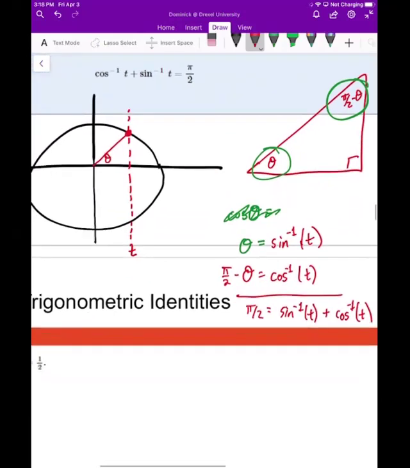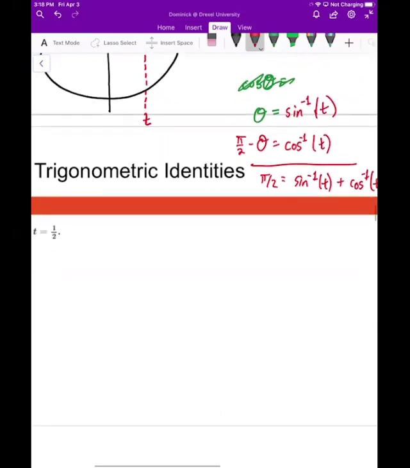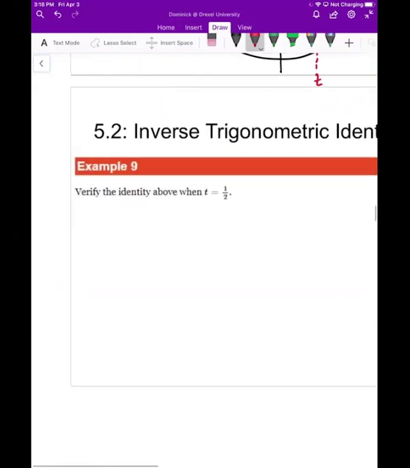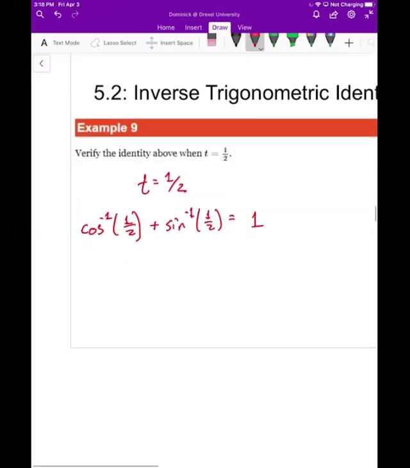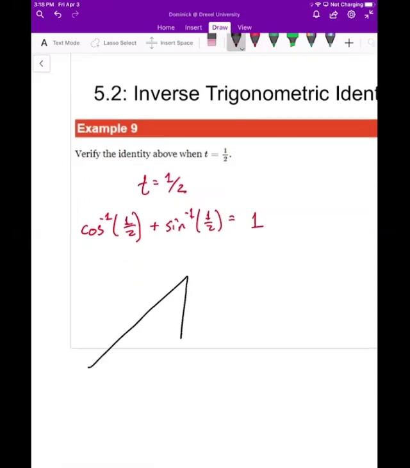So anyway, we're going to verify the identity when t is equal to a half. So if t is equal to 1/2, we want to show that the inverse cosine of 1/2 plus the inverse sine of 1/2 is equal to pi over 2. Now, if we look at a triangle that has a 1/2 involved, the 1/2 is across from a 30-degree angle. Square root of 3 over 2 is across from a 60. And then we get our 90-degree angle there.